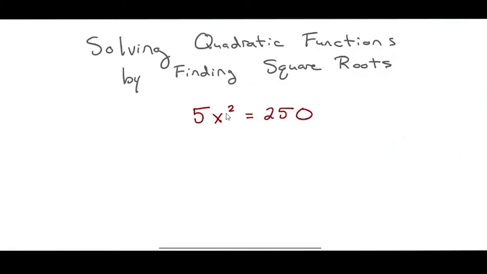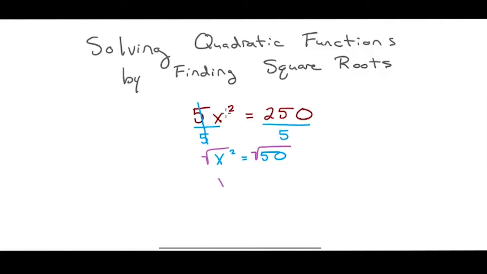All right, let's say we have 5x squared equals 250. I want to get the x squared by itself. Well, the 5 is being multiplied by it, so I'm going to do the opposite of multiplication and divide. So I'll divide both sides by 5. Those 5s cancel, and I'm left with x squared equals 50.